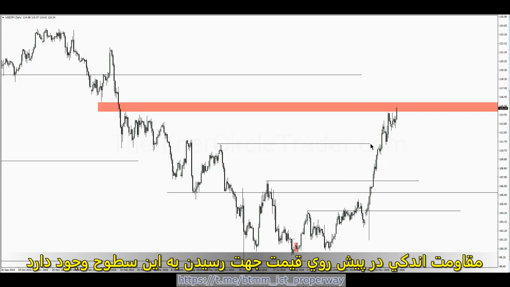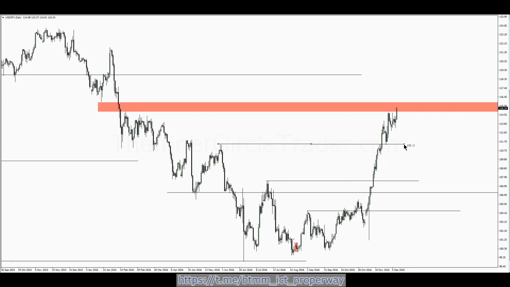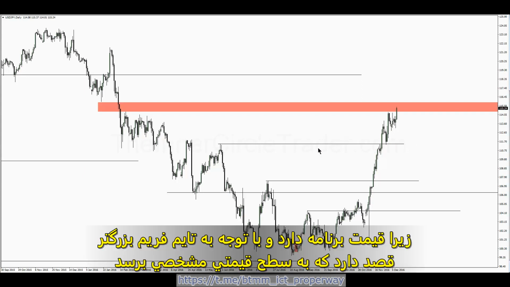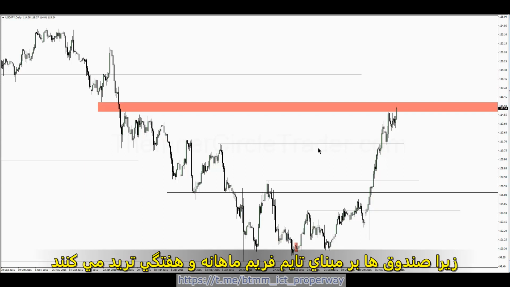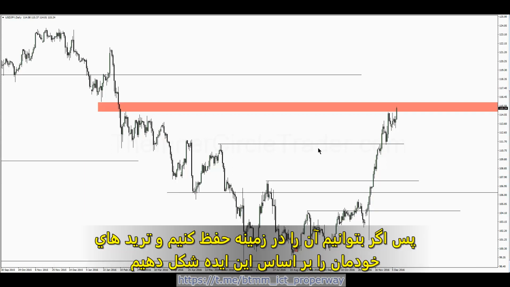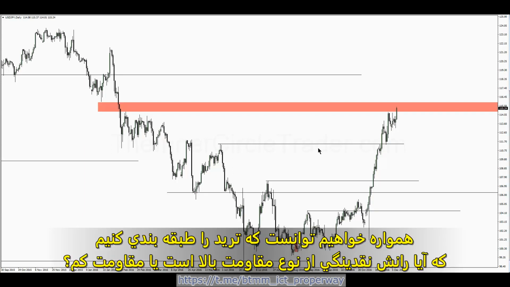Very little resistance on the part of price to get through these levels, because it has an agenda. It wants to get to a specific price level relative to a higher time frame, because the funds trade on the monthly and the weekly basis. So if we can keep that in context and frame our trades with this idea, we will always be able to classify a trade, whether it's a high resistance or a low resistance liquidity run.